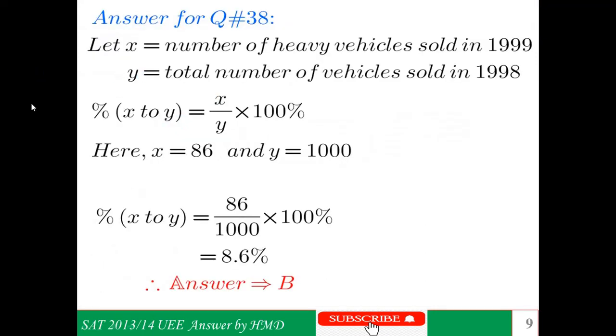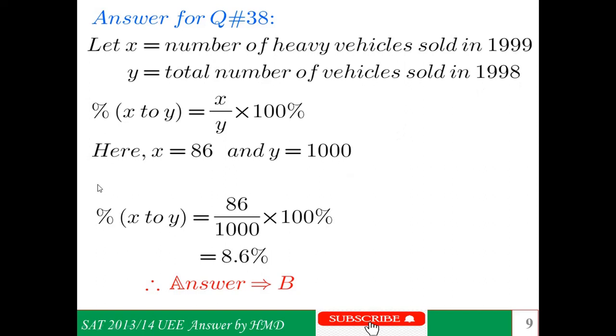So now, percentage of x to y, we have already seen the formula. That's x over y times 100%. So here, in our case, x is going to be 86. You can refer to the table and see the number of heavy vehicles sold in 1999, and it is 86. And y is going to be 1000, and you can refer from the table that the total number of vehicles sold in 1998 is 1000, right? So let's do it. It's going to be simple.